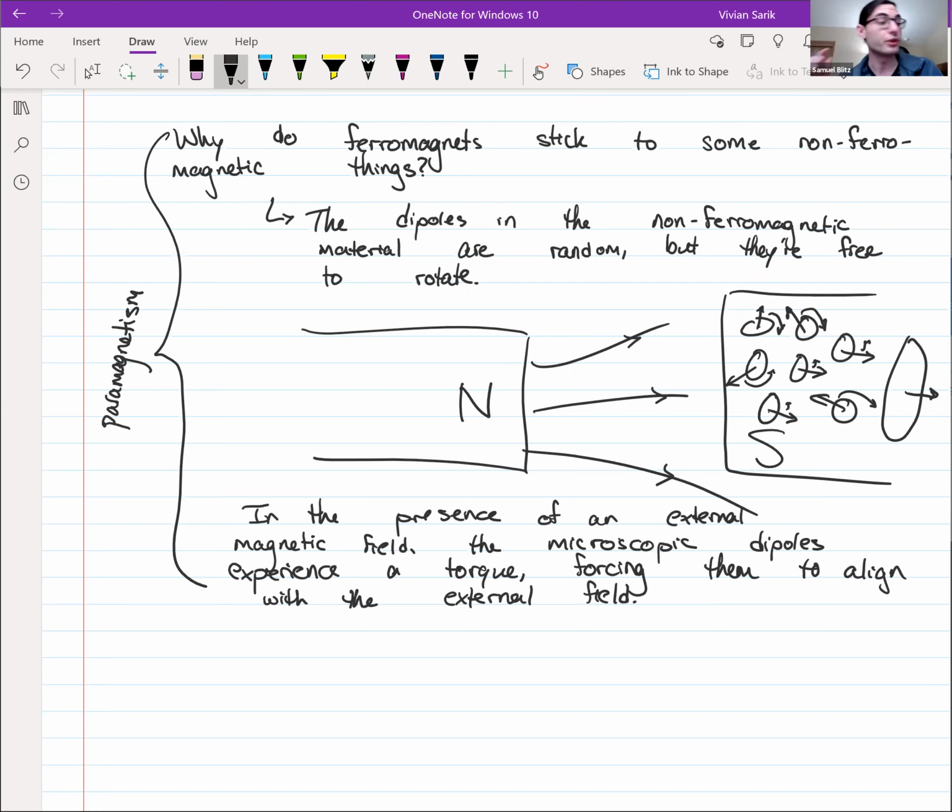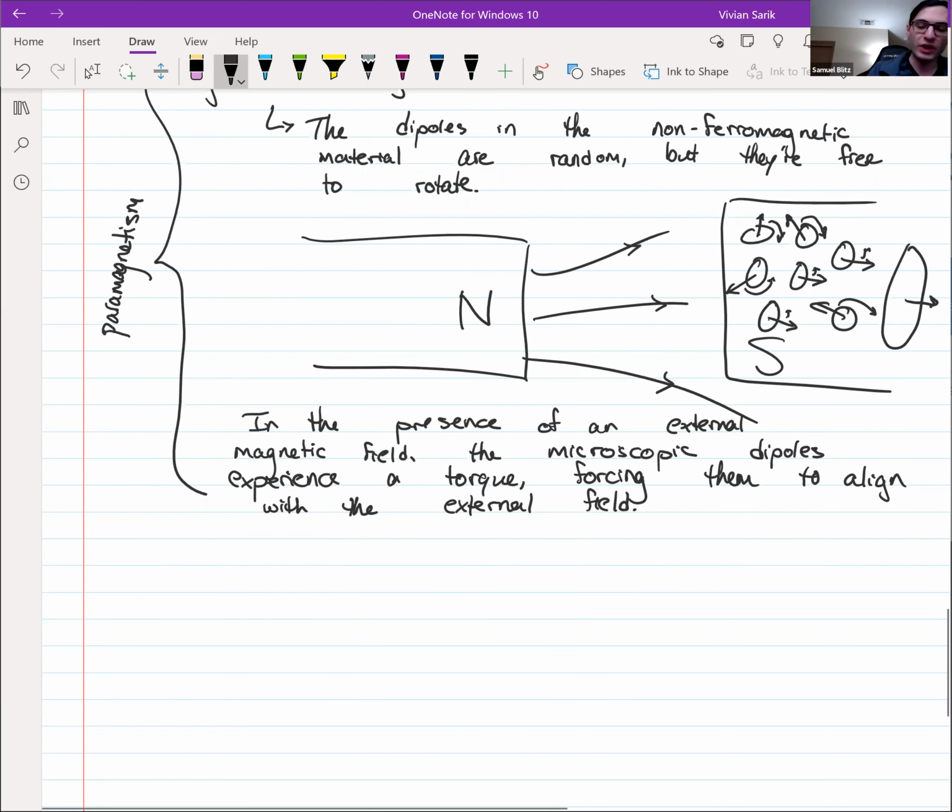Will they keep that up? No. So that's the important point. When the applied magnetic field disappears, with a strong enough magnet, you can levitate anything. When the applied magnetic field disappears, the dipoles randomize again.